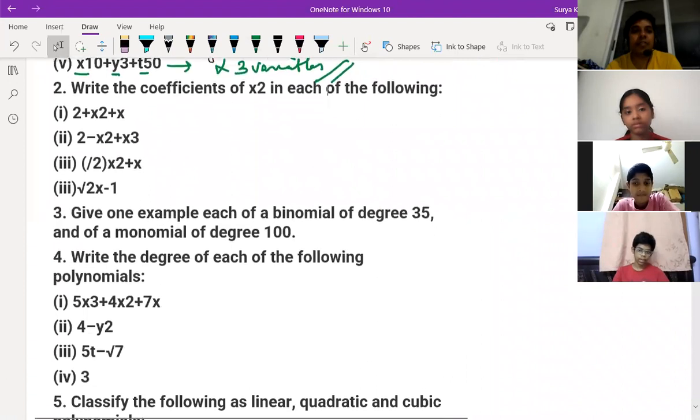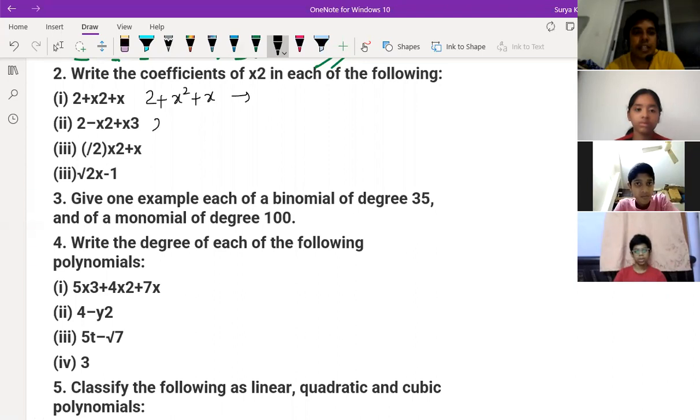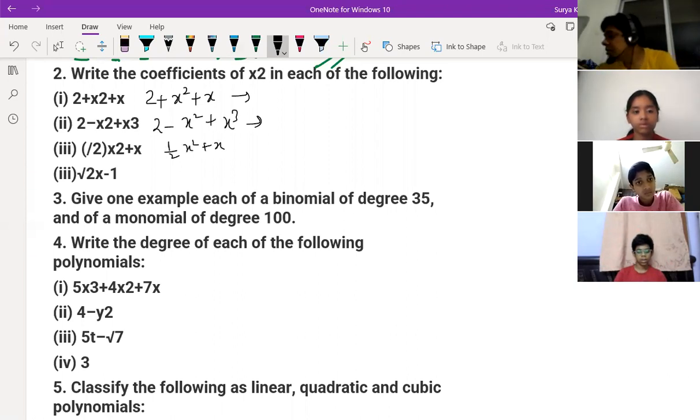The next one, write the coefficient of x square. Tell me, here in the first question it is 2 plus x square plus x. Here it is 2 minus x square plus x to the power 3. And this one, what is mentioned here? 1 by 2 x square plus x. Then here root 2x plus 1. First question is for Satvik. Tell me, what is the coefficient of x square?